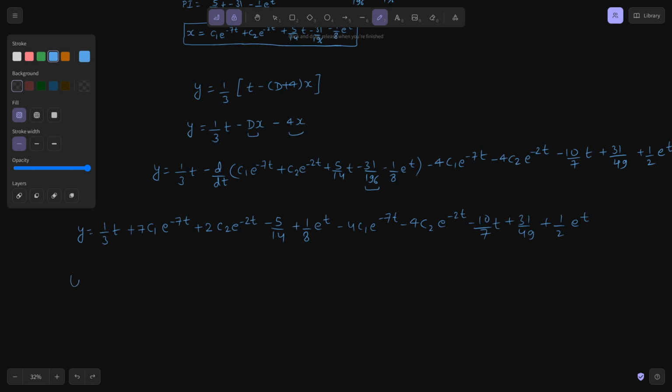So let's collect the common terms from here. So when it comes to t, we have 1 by 3 minus 10 by 7.